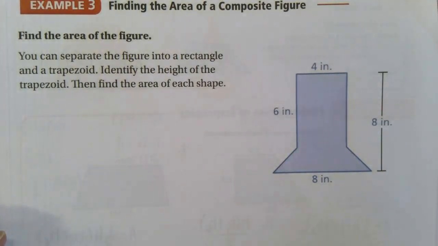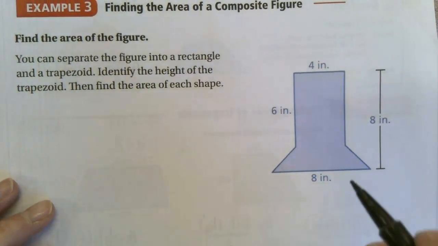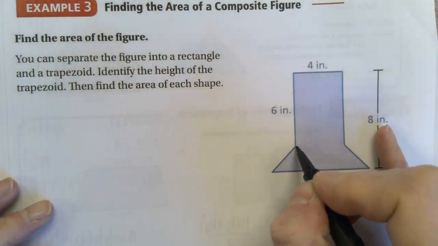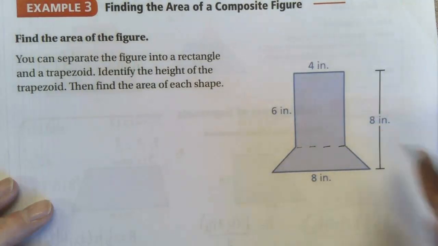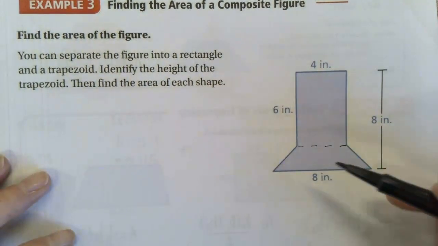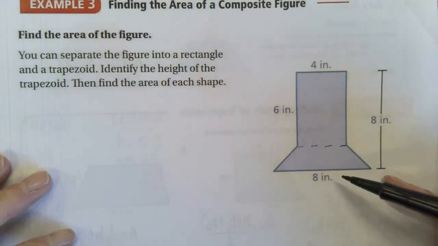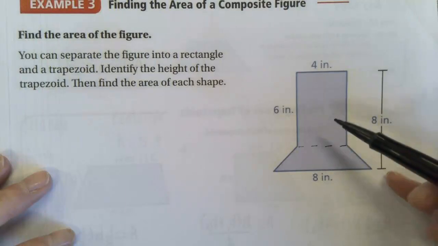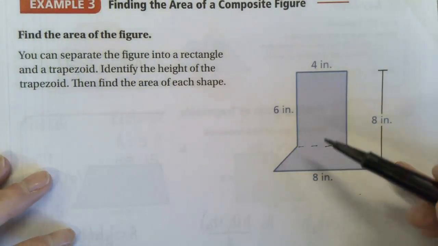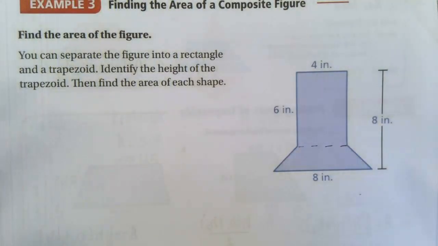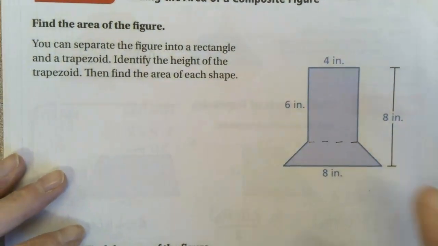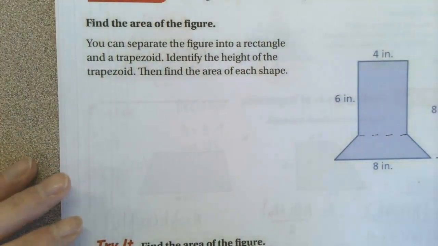So what we're going to do is separate this into figures that we know how to find the area of. And there is more than one way to do this. For this one, we're going to use a rectangle and a trapezoid. So it looks like this. Some of you might see it as drawing your lines here. So maybe you have a rectangle and two small triangles, or a rectangle and a triangle. But there is more than one way to do this. So we're going to go with a rectangle and trapezoid for this one.